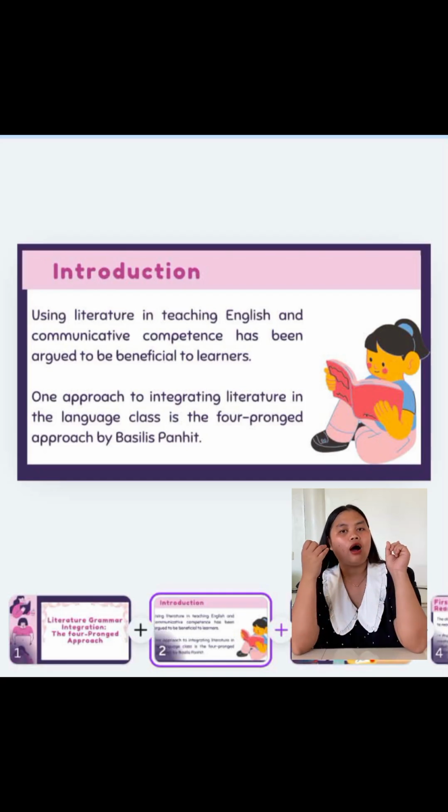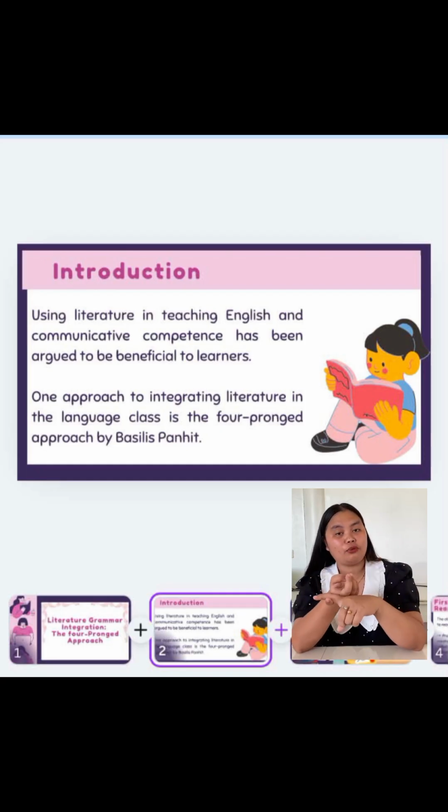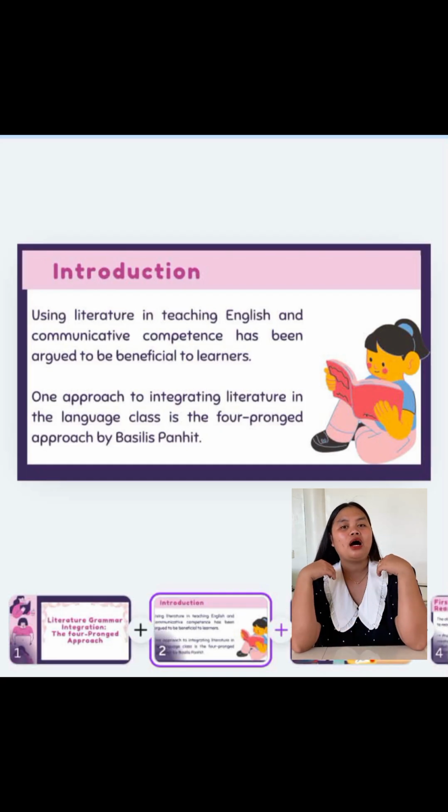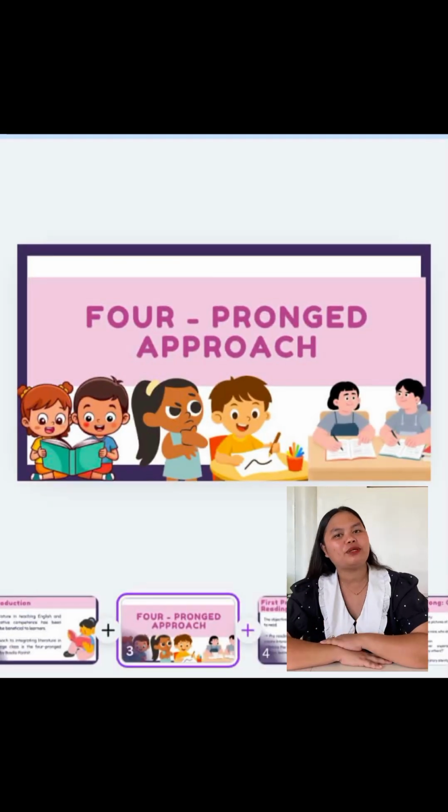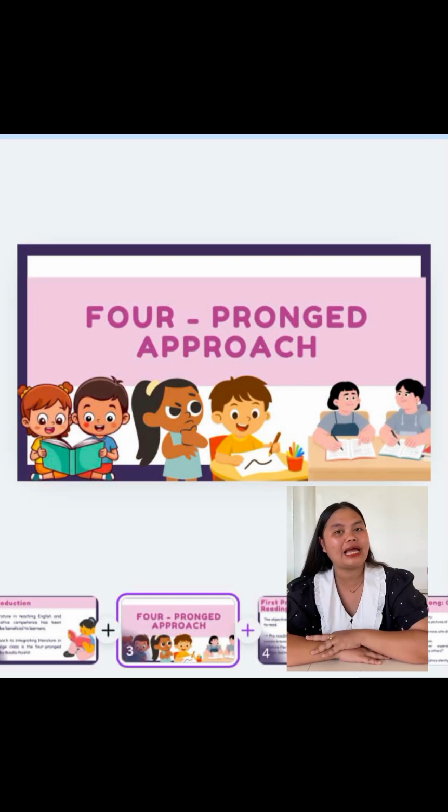Through literature, students can also learn how to read, and they learn how to communicate. So in using literature to teach our students, we don't only develop their grammar, but also their vocabulary, their reading, and their communication. The four-pronged approach was introduced to help our learners learn language skills and components as well, not just grammar. So now let's proceed to the four-pronged approach by Basilia Manhit.